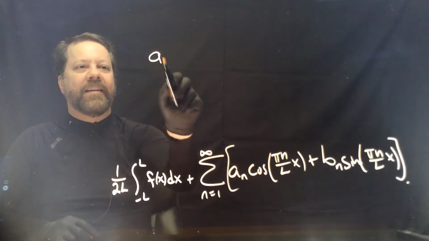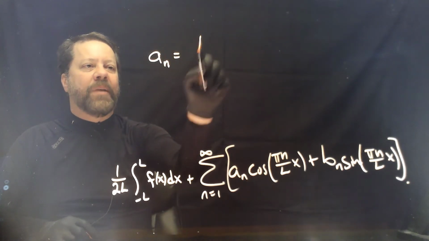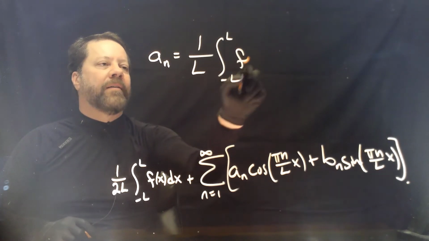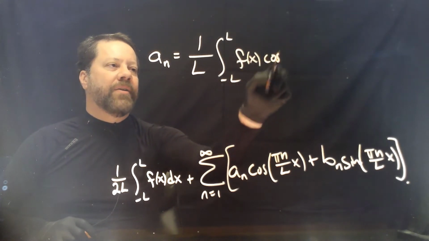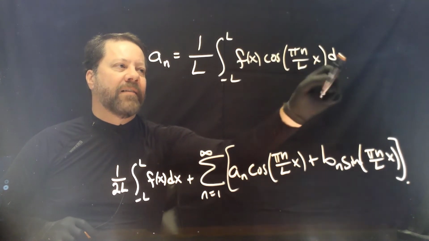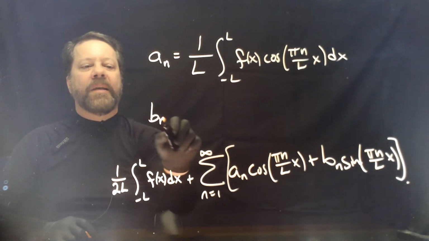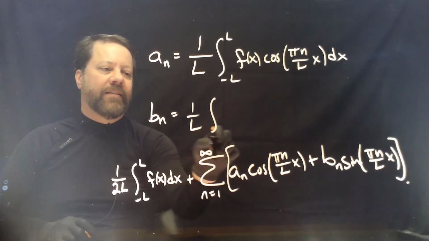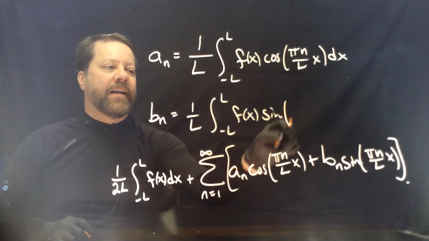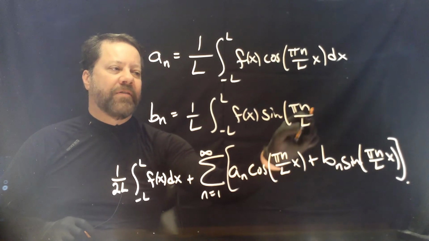We have then an will be 1 over L, the integral from minus L to L, of our function times the cosine of pi n over L x. And bn will be 1 over L, the integral from minus L to L, f of x times the sine of pi n over L x.